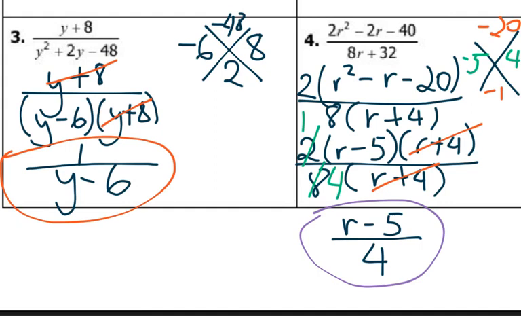So remember, when you simplify rational expressions, you have to look for the common factors. You have to factor anything you can and cancel any common factors you have. So you write the simplest form of the rational expression.